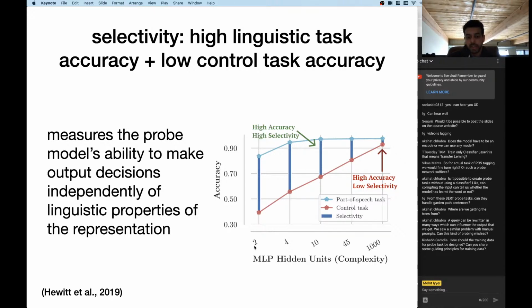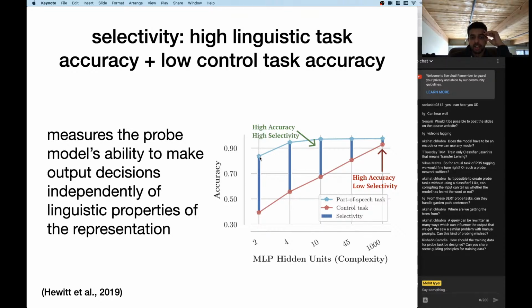So, on this plot, the x-axis is varying the complexity of the probe network. This is just the number of hidden units in the MLP, the multi-layer perceptron, which is just a classifier network. So like how many parameters are in my probe classifier. You can think of it that way.